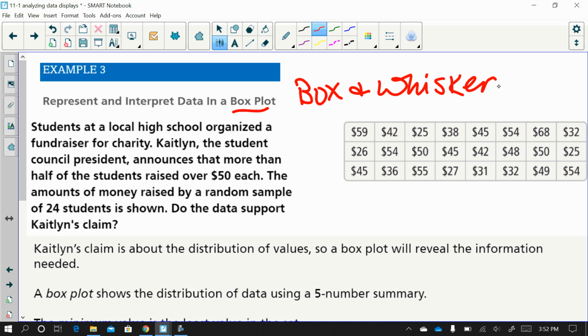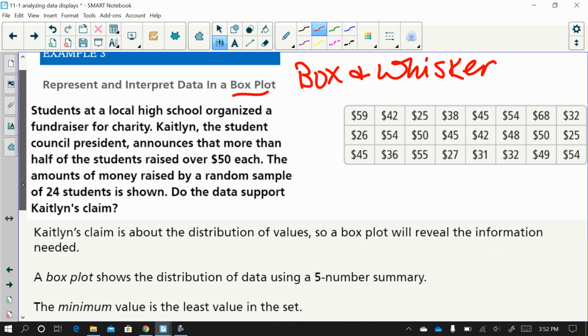Hopefully you remember how to do these. So here we go. Students at a local high school organized a fundraiser for charity. Caitlin, who is the student council president, announces that more than half of the students raised over $50 each. The amounts of money raised by a random sample of 24 students is shown. Do the data support Caitlin's claim?